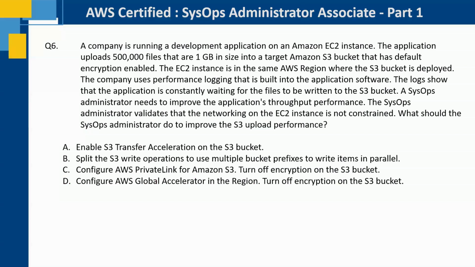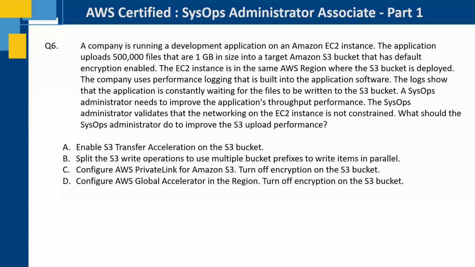The company uses performance logging that is built into the application software. The logs show that the application is constantly waiting for the files to be written to the S3 bucket. A SysOps administrator needs to improve the application's throughput performance. The SysOps administrator validates that the networking on the EC2 instance is not constrained. What should the SysOps administrator do to improve the S3 upload performance?